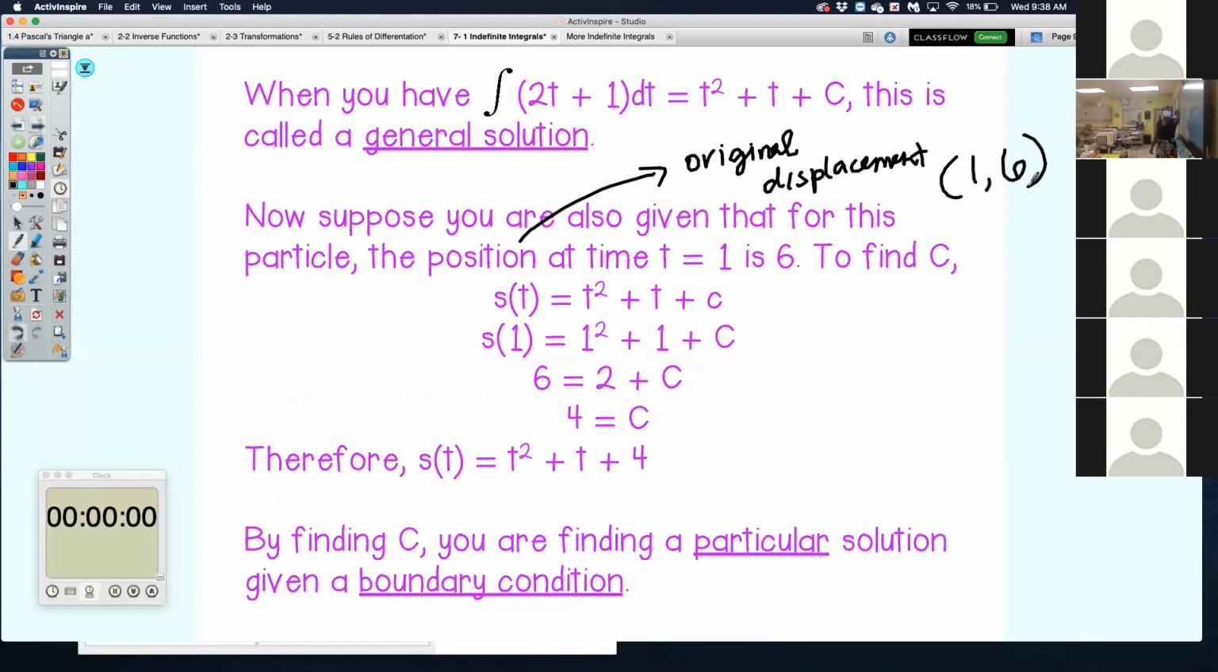You can use that point to find the value of c by plugging in that point and finding out what the constant is. And by doing that, you do find a particular solution, in this case to represent this particle that was at 6 meters after 1 second. At that point, you no longer have a plus c, but you actually have a value for your constant. And that happens when you're given a boundary condition within your problem.